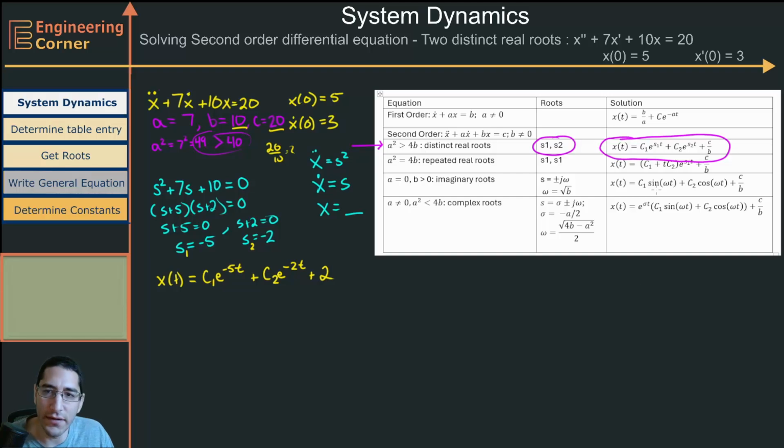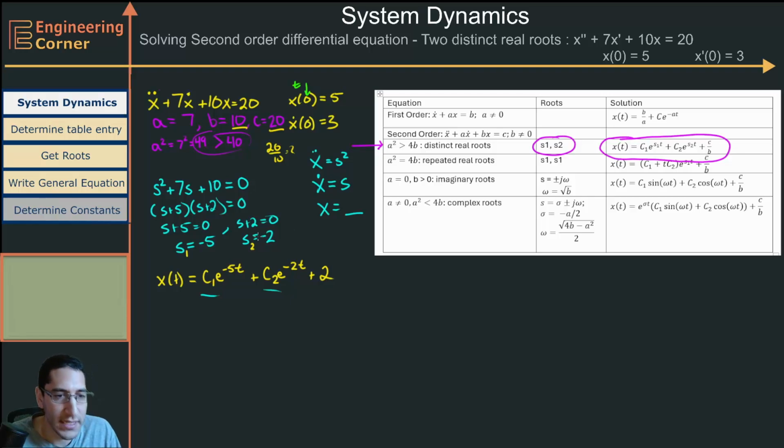But what I really need to do to finish this problem is figure out what my coefficients C1 and C2 are. In order to do that, I need to use these initial conditions right here. So the first thing, what do these initial conditions mean? It means the value of my equation at time equal to 0 is equal to 5.